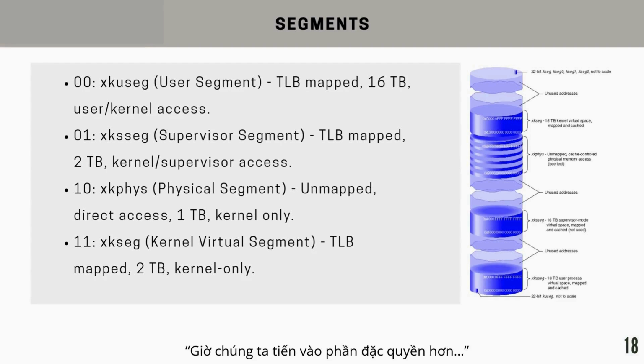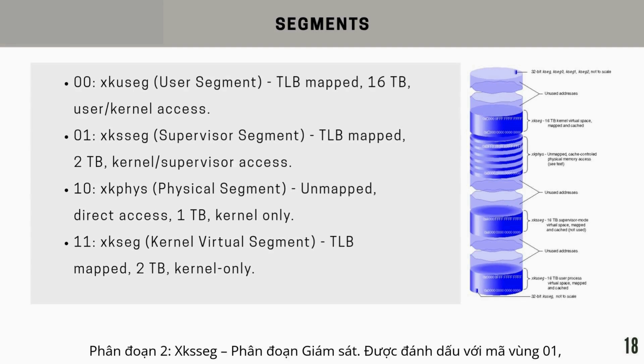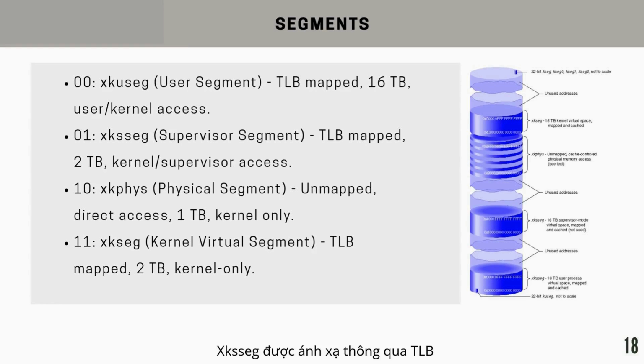And now, moving into more privileged territory. Segment 2, XSSEG, the supervisor segment, marked with region code 01. It is mapped through the TLB, the translation lookaside buffer, and can be accessed in kernel or supervisor mode only. Although it is not commonly used in 64-bit implementations, it still defines 2 TB of space in theory.